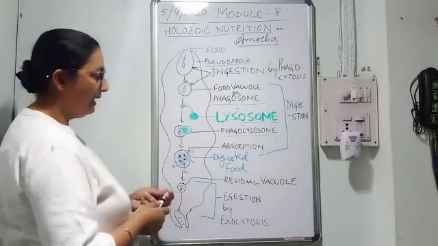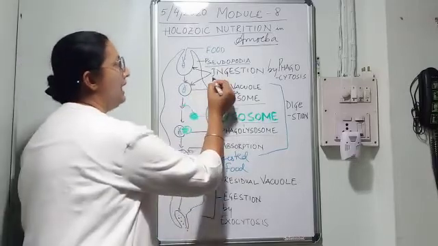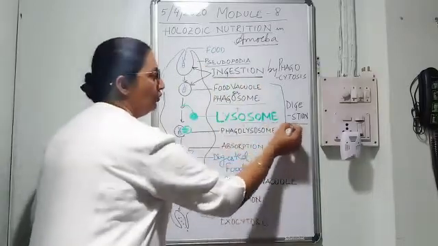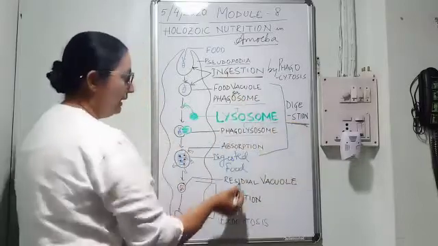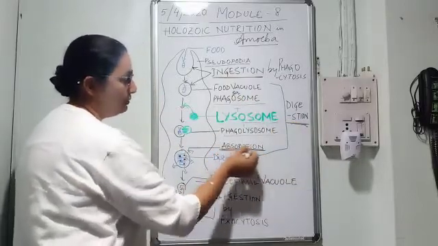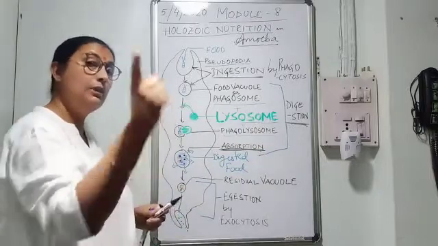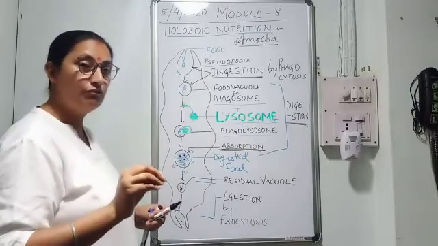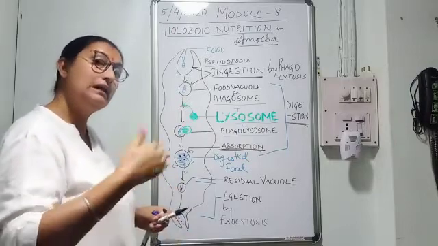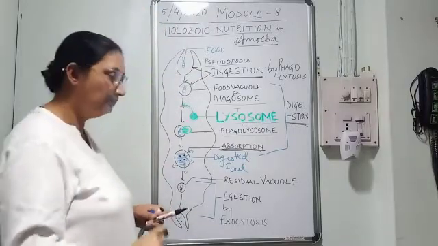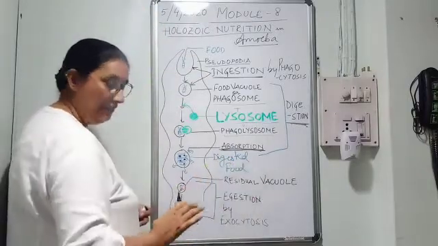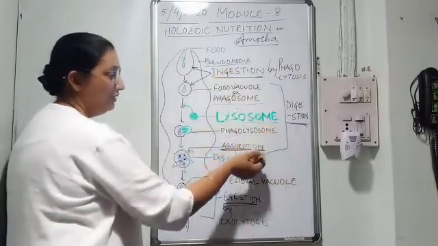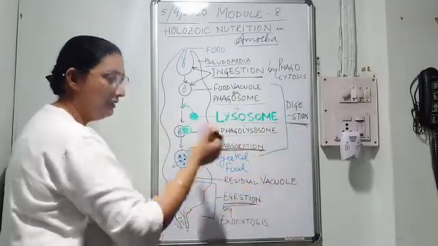So there are 5 steps of Holozoic nutrition. I have underlined everything. This is step 1, ingestion. Step 2, digestion. Step 3, absorption. Step 4, assimilation; I have said in my earlier 6th module that assimilation is utilization of food, that is, food will be broken down to release ATP, as in the first and second module. So assimilation we are not writing. And the last one, step 5, egestion.